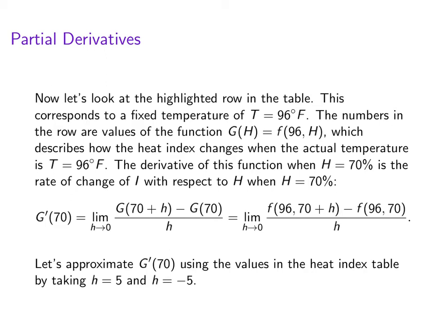And again, we're going to approximate the value of G prime of 70 using the values in the heat index table. Now we'll take little h equals 5 and little h equals negative 5. Those are the smallest increments of humidity that we can use.